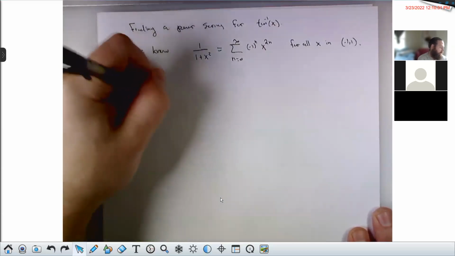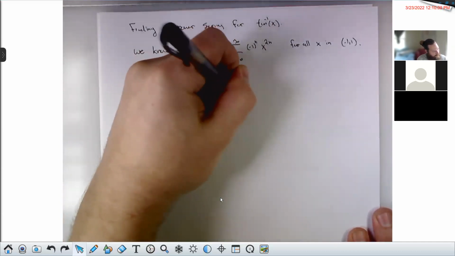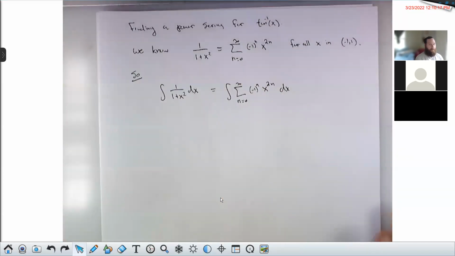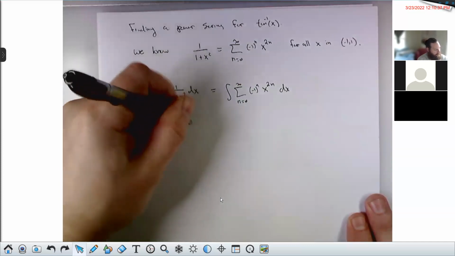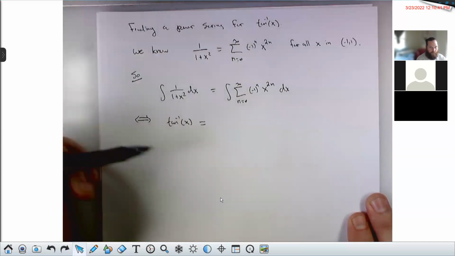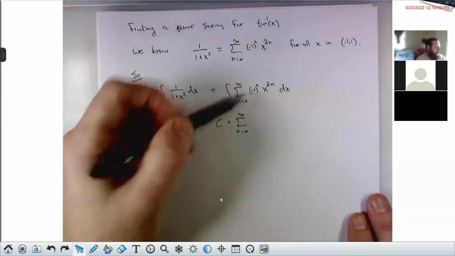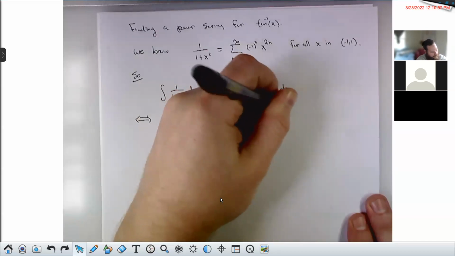So if I integrate on both sides, then the left-hand side is going to become the inverse tangent function. The right-hand side will be a power series for the inverse tangent function. Now there's a plus c over here and a plus c over here. Just like on the last one, I'm going to group those into one constant, which I'll put on the right. When I integrate this guy, I'll get this.